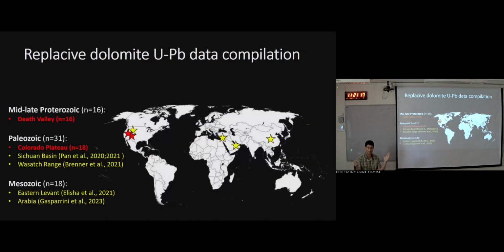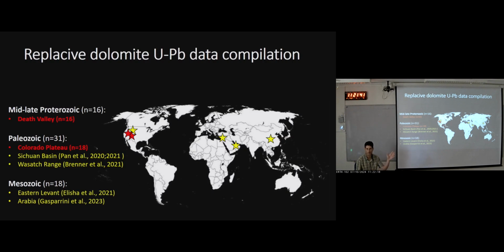So let's look at some dolomite. Let's get to know the samples. We analyzed samples that came from 2 basins in the US, the Death Valley and the Colorado Plateau. There's a total of 65 samples in this project, and the rest of them are just compiled. And they cover a period of time between the mid and late Proterozoic.